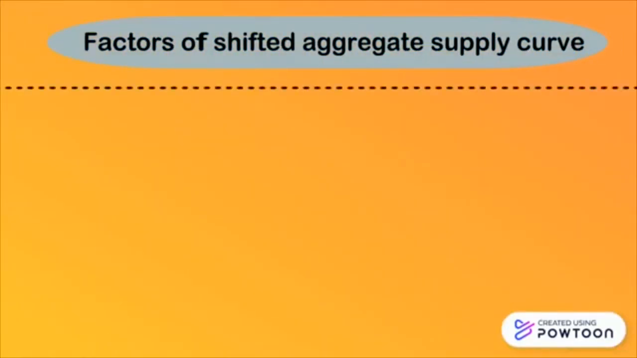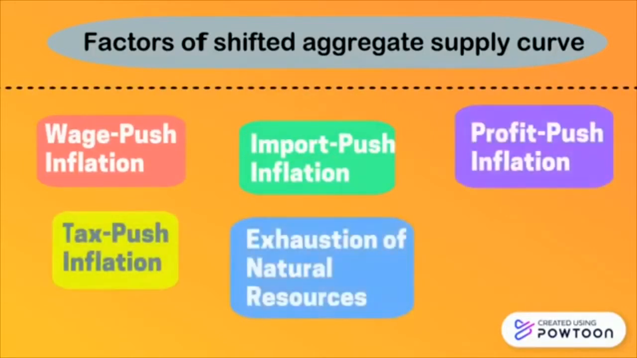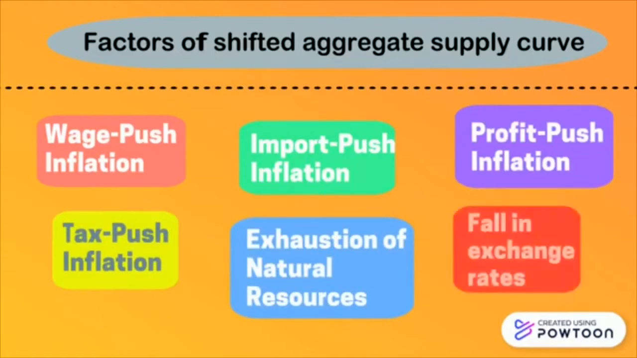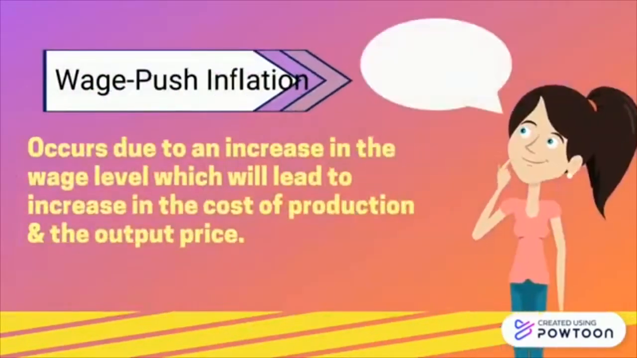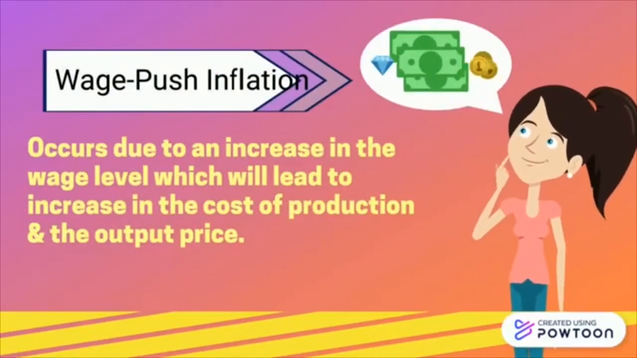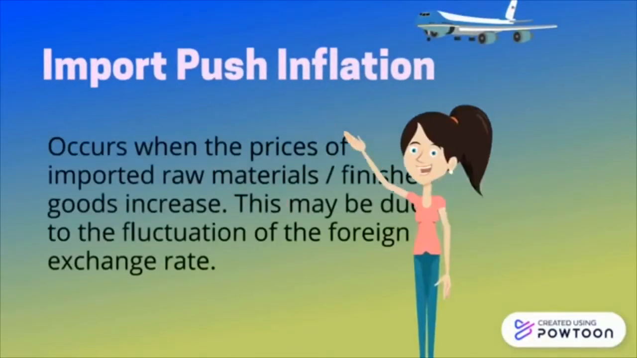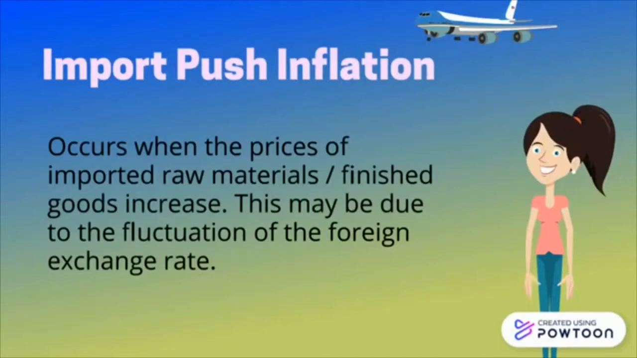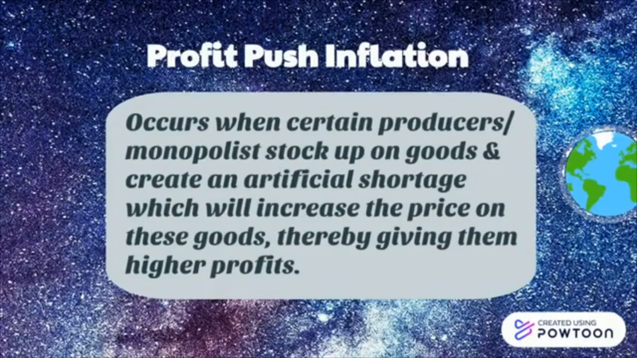The aggregate supply curve shifts due to wage push inflation, import push inflation, profit push inflation, tax push inflation, exhaustion of natural resources, and fall in exchange rate. Wage push inflation occurs due to an increase in the wage level, which will lead to an increase in the cost of production and the output price. Import push inflation occurs when the prices of imported raw materials or finished goods increase. Profit push inflation occurs when a certain producer or monopoly stocks up on the goods and creates an artificial shortage.